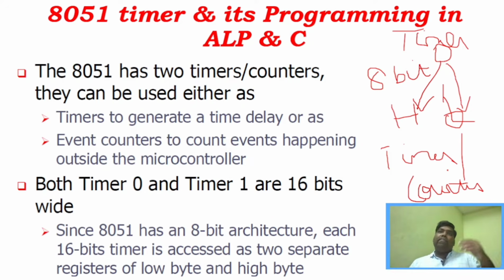And when it will work as a counter, whenever we give an external clock pulse, not internal, external clock pulse, then the timer will work as a counter. What it will do is count the events happening outside the microcontroller, right? So it will work as a timer when it uses the internal clock cycle, and when it uses the external clock cycle, then it will work as a counter, right?